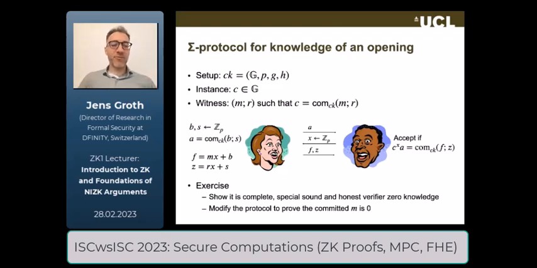You compute F, which is the message times the challenge plus this random B, and Z, which is the randomness in the commitment times X plus randomness in your new commitment, and you send that back to the verifier. Then the verifier checks that C to the X times A is a commitment to F and Z. Again, completeness and special soundness are very much like we've seen before in the discrete logarithm setting. It's sort of the same linear algebra that we're using.